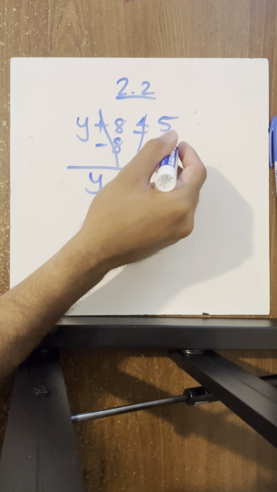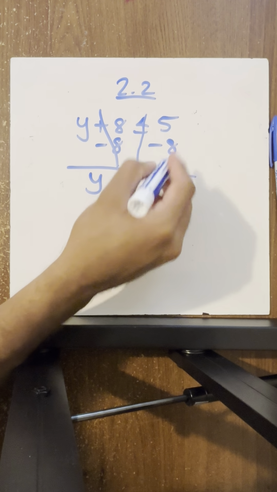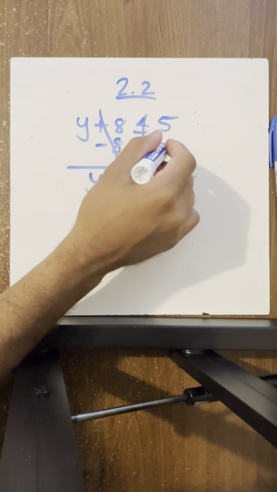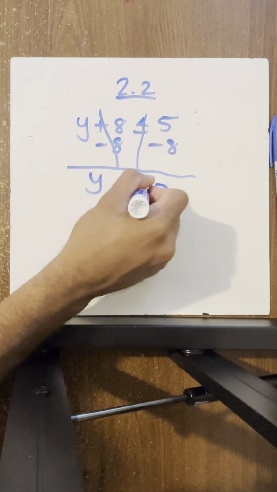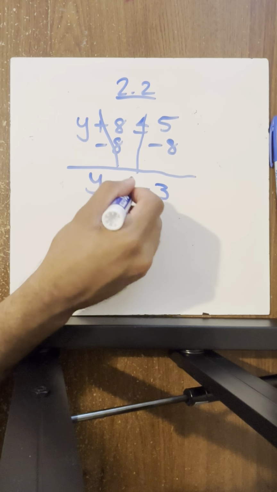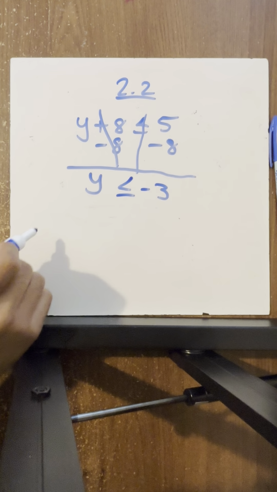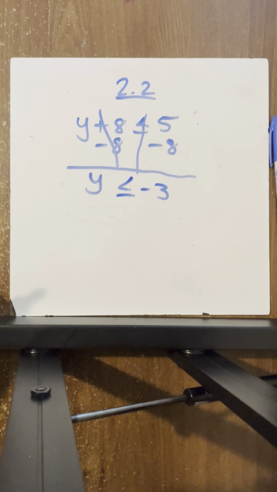This is a positive 5 and a negative 8, so again, they're different signs. That means let's subtract the bigger number minus the smaller number. So 8 minus 5 is 3. The bigger number was 8, so it was negative. And then let's keep the sign that we had. So y is less than or equal to negative 3.